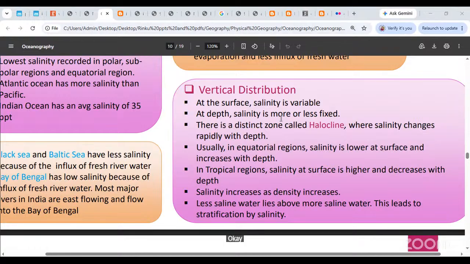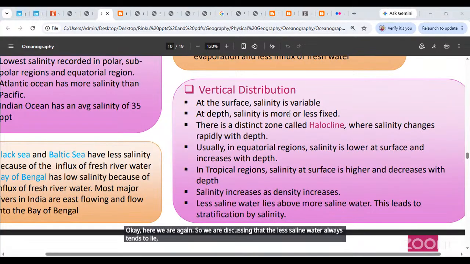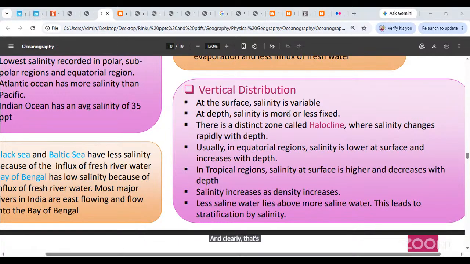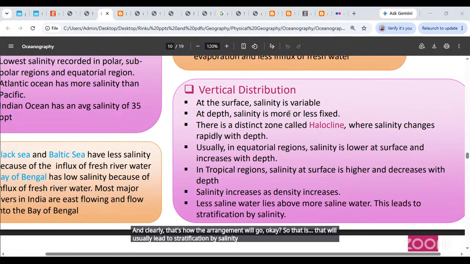Here we are again. So we are discussing that the less saline water always tends to lie above the more saline water. Always, because saline water is denser. So more the density, more the salinity, and clearly that's how the arrangement will go. So that will usually lead to stratification by salinity. Salinity always makes the water a little stratified. वो थोड़ा सा ऐसे layers में हो जाता है. You can clearly see the layers there. All right. That is salinity.